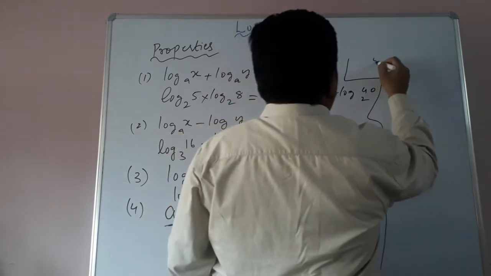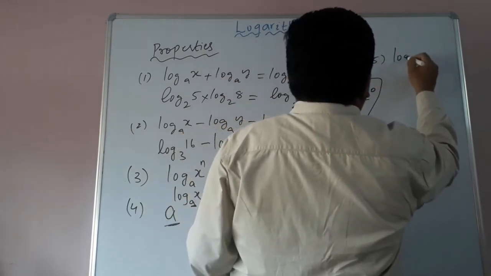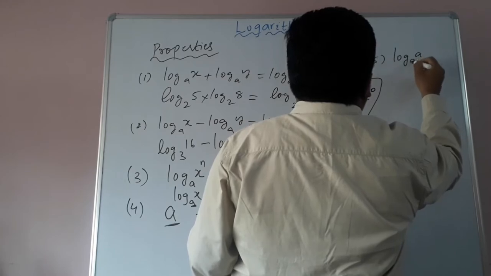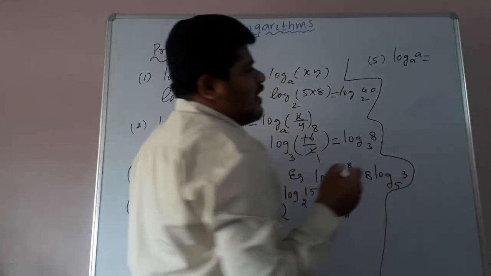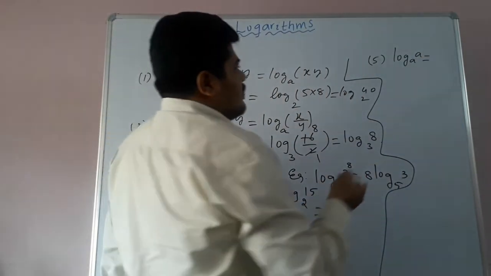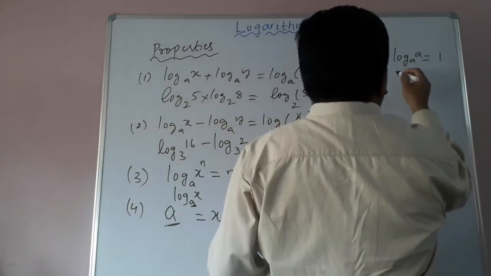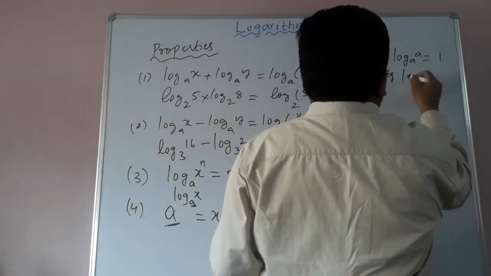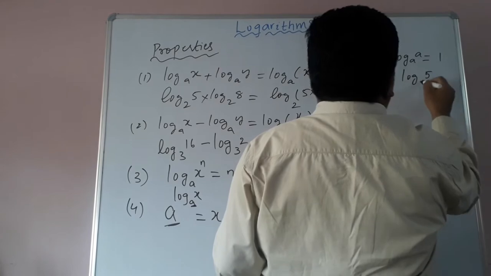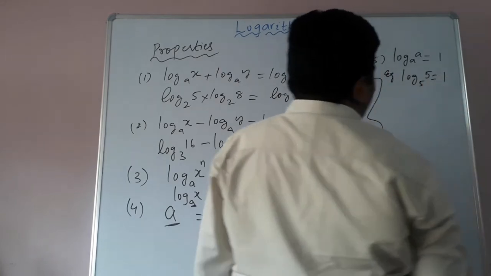So one is log a base a. Okay, log a base a. So children, the log a base a value is 1. Suppose, children, for example, log 5 base 5 is there. That is 1. So why?